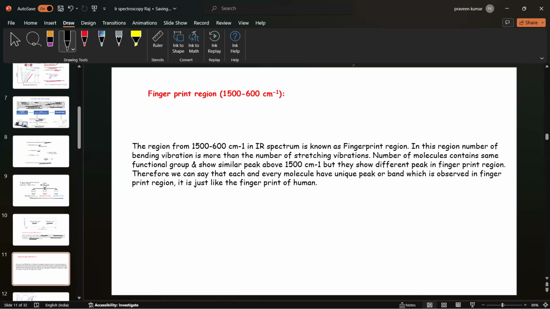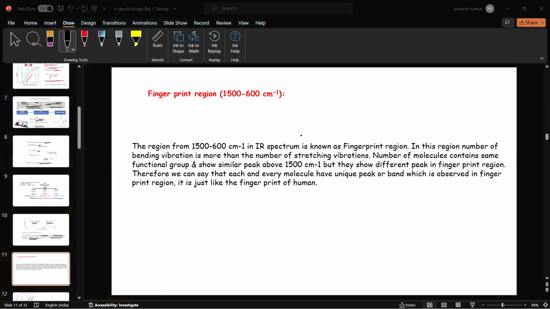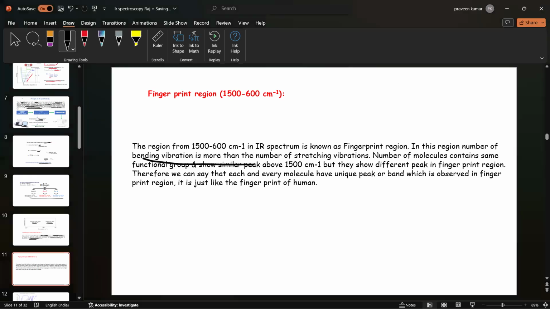Coming to the fingerprint region, as I mentioned earlier, two molecules can have the same spectra in the functional group region, but they would have different spectra in the fingerprint region. So the fingerprint region can be used to identify a particular compound. The region between 1,500 and 600 in the IR spectrum is known as the fingerprint region. In this region specifically, the bending vibrations are more prominent when compared to the stretching vibrations. You have to remember this, guys.